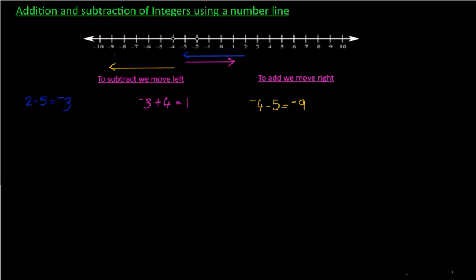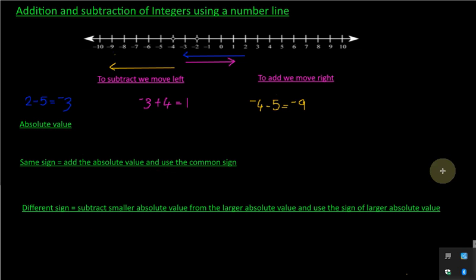Now if it is a bigger number, we can't use this way, so there is another way to do addition and subtraction of integers, that is using absolute value. Absolute value is the distance of any number from 0, or in other words, absolute value is always positive. So let's check some examples. For example, the absolute value of 5 is equal to 5.